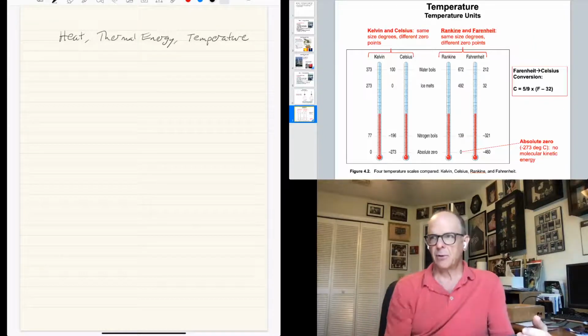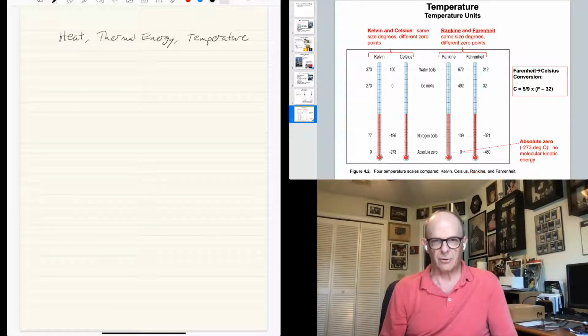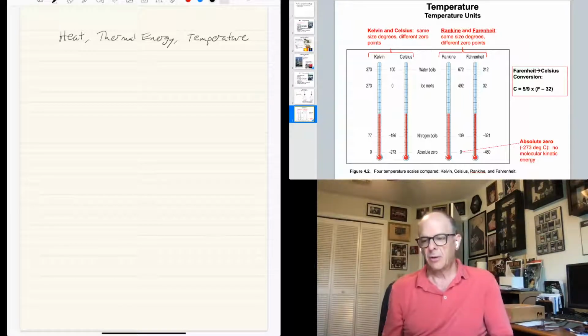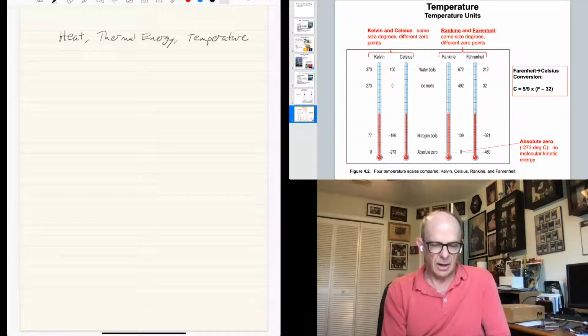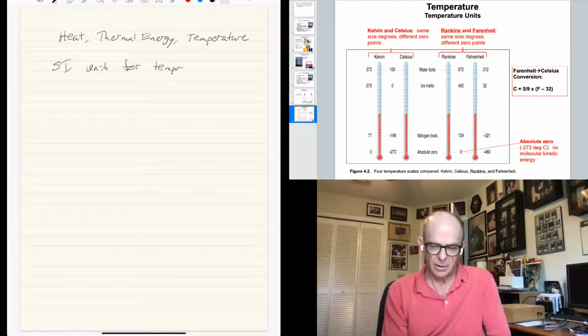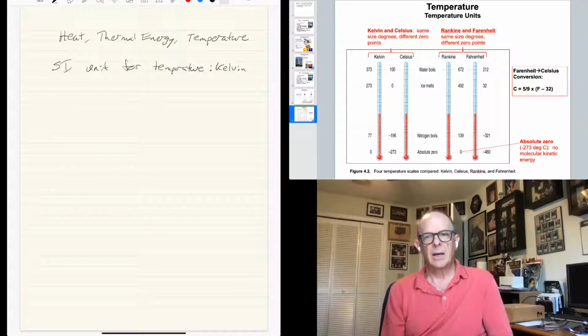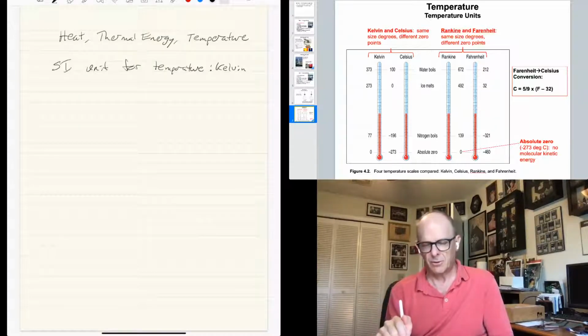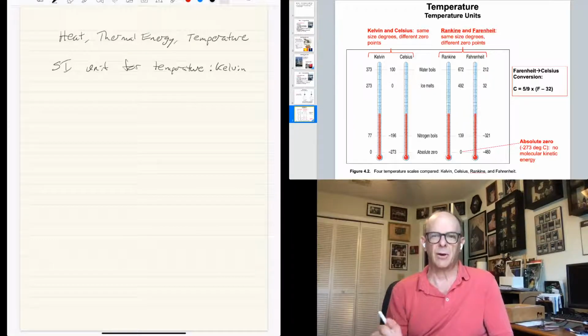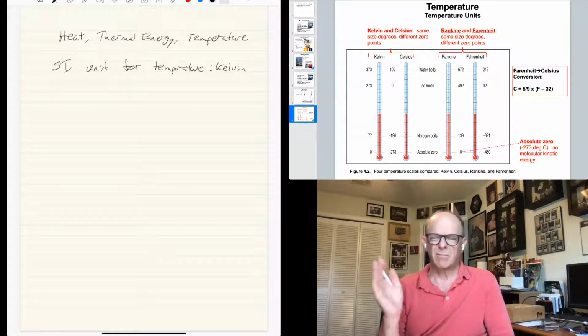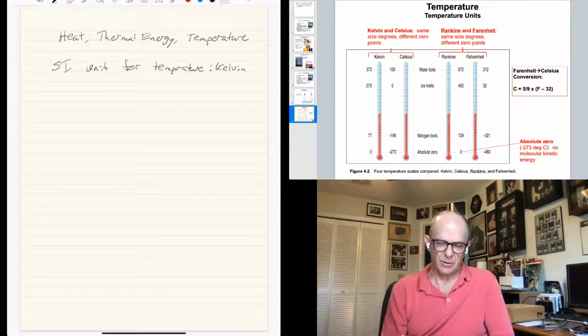Now, I have my notes here for one purpose only, and that is to talk about temperature units. So the SI unit for temperature is something called a Kelvin, named after the British physicist Lord Kelvin. And it's not technically a degree, so we don't say degrees Kelvin, we just say kelvins. That's just semantics and not very important.